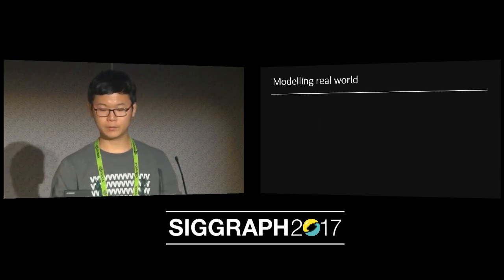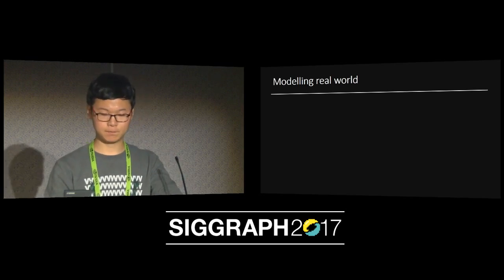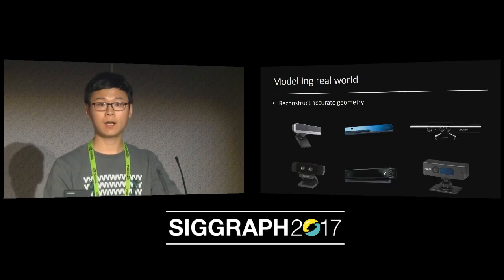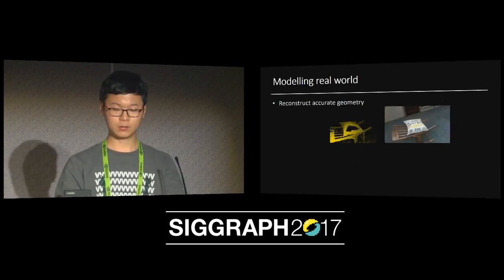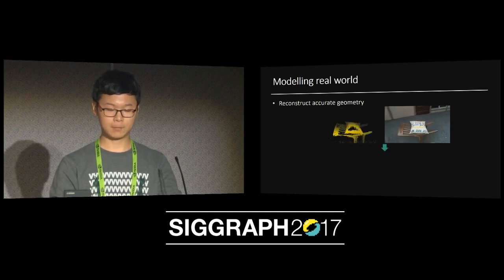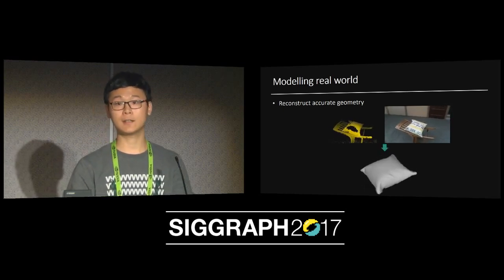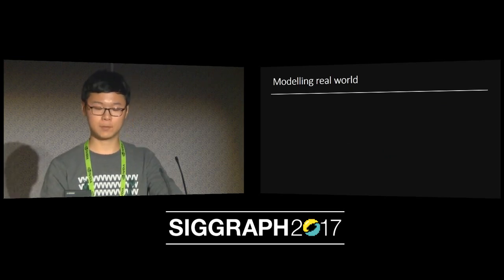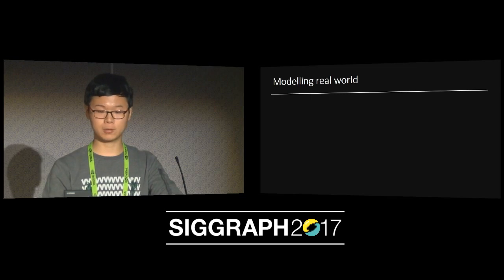To model the real world, we need to finish two tasks. The first is to reconstruct geometric models of objects. With the availability of consumer depth cameras, nowadays we can easily scan a scene and produce its geometry using techniques like Kinect Fusion. However, only having geometry is not enough. We also need to reproduce high-quality appearance.